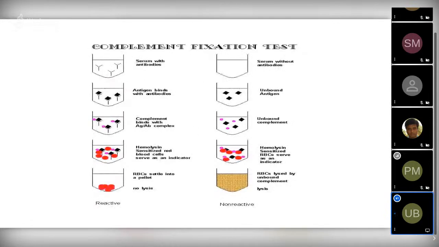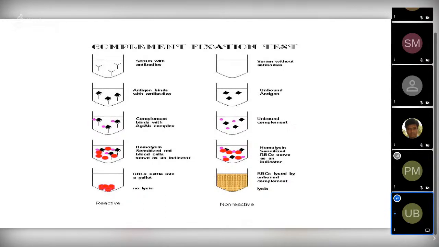Coming to complement fixation test, this complement, as I said, is a non-specific component present as an innate part of immunity in every individual. One of the main functions of this complement is lysis of cells. That property is utilized in this complement fixation test. Say you take a serum which contains the specific antibody and the antigens are added. So this antigen and antibody will combine. Then the complement is added.